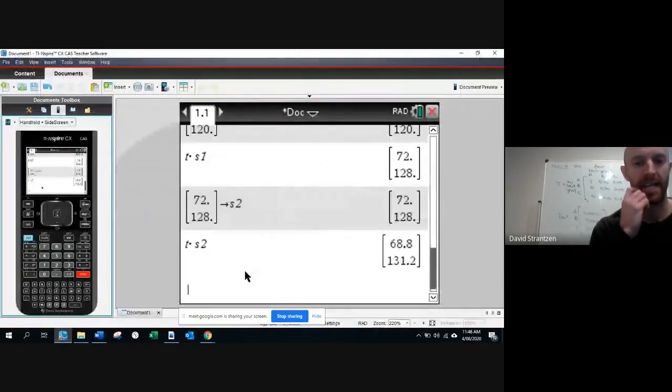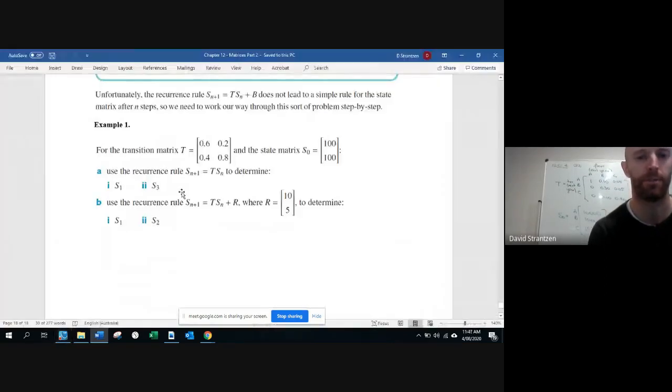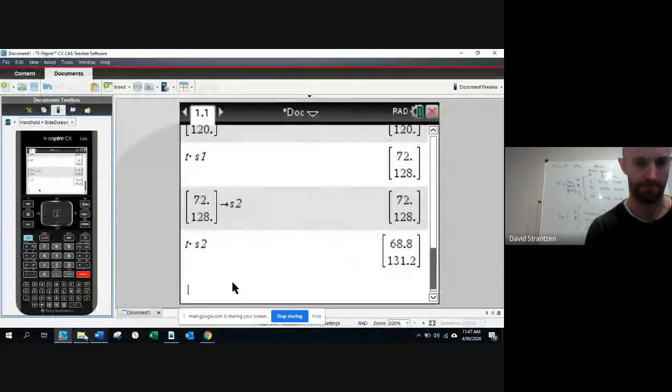So we will certainly keep our final answer. I would say S3 is 68.8 and 131.2 as that 2x1 matrix. We probably can't put a worded answer because we just don't know what these numbers refer to. But certainly when we're writing down matrix S3, do not round off at all. Keep the decimal places.